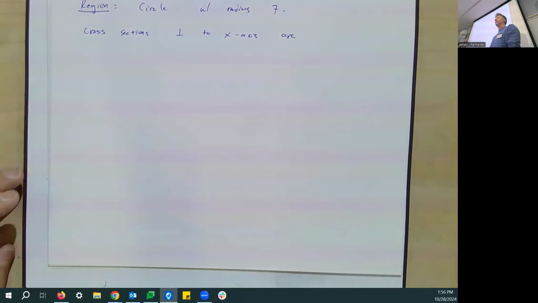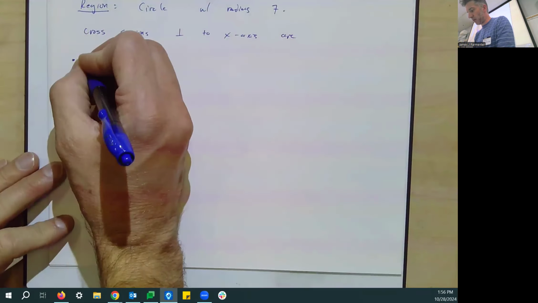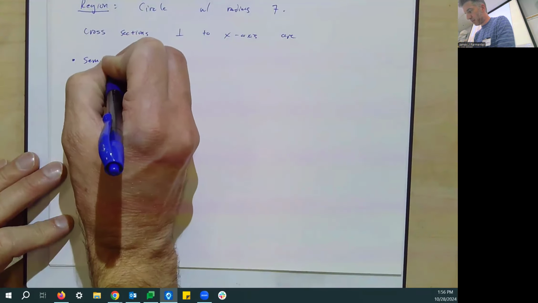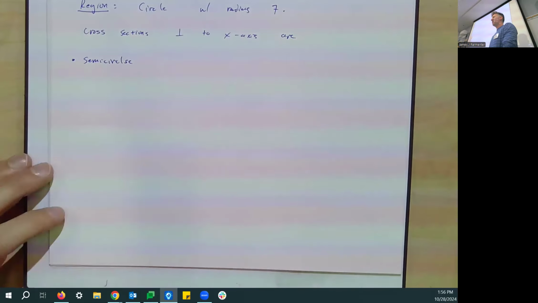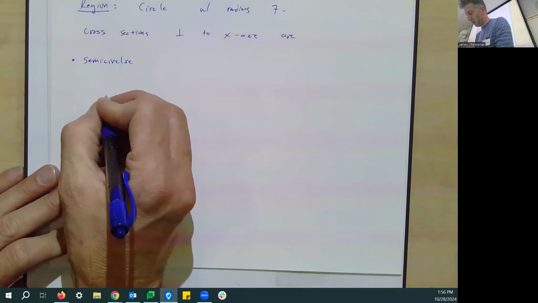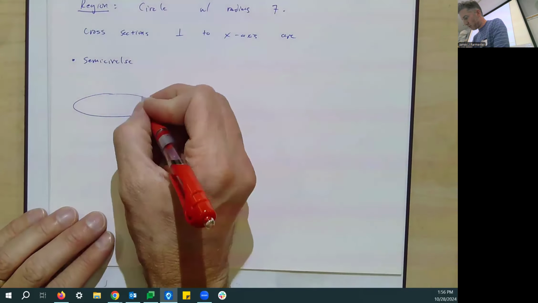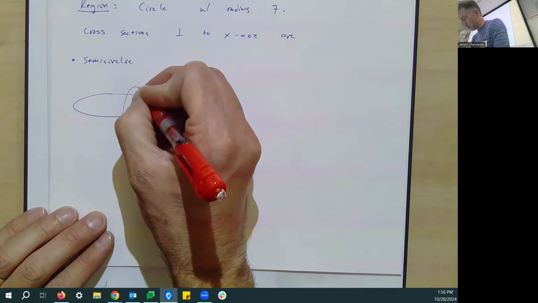What kind of terrible shapes can we come up with? Squares are too easy. One choice would be semicircles. So essentially, we're going to get a hemisphere, right? Because we have a circle as our base region, and then we're saying that cross sections are themselves semicircles.